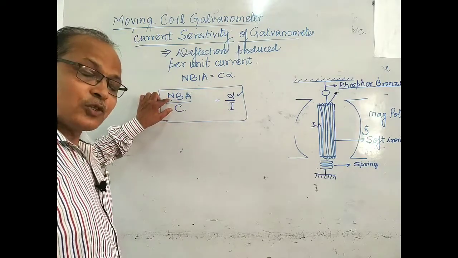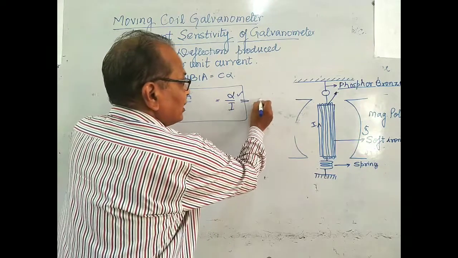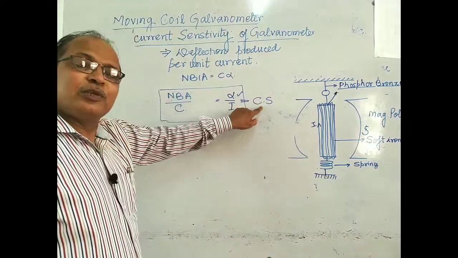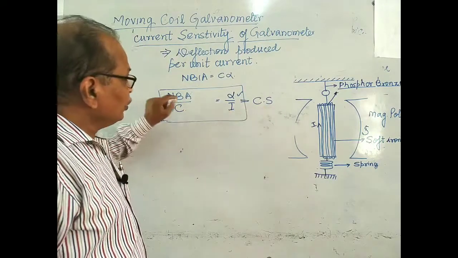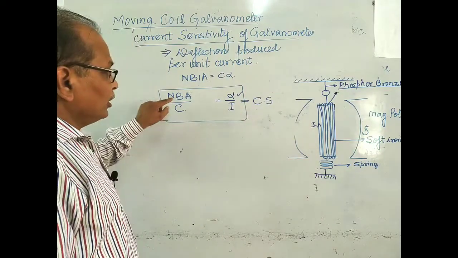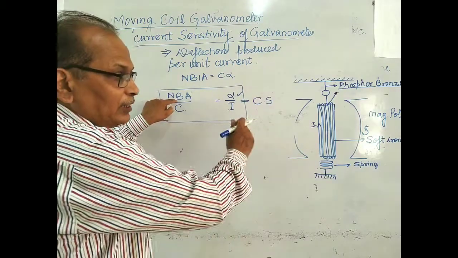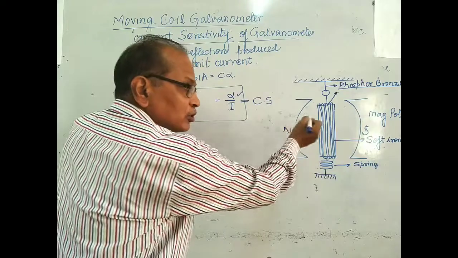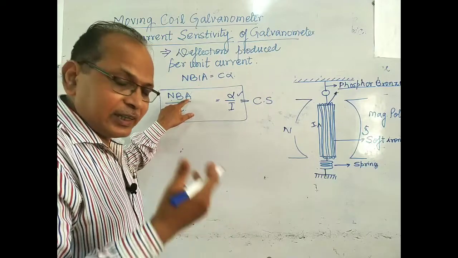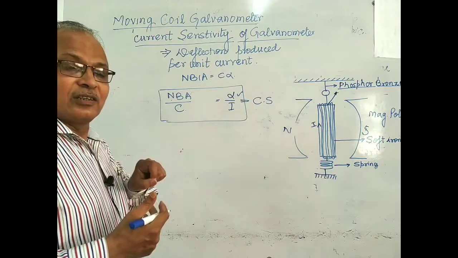N means total number of turns. Now see, it is very important. This is also called current sensitivity of galvanometer. Current sensitivity of galvanometer may increase if you increase the number of turns on this soft iron core, if you increase the magnetic field intensity applied by the north and south poles, or the area. On increasing the area of the core, sensitivity will increase, and on decreasing the couple per unit twist.